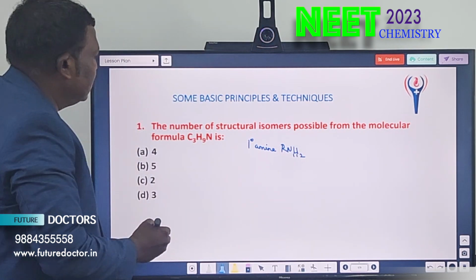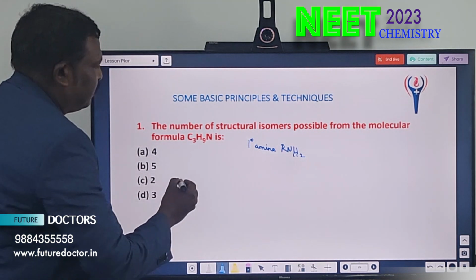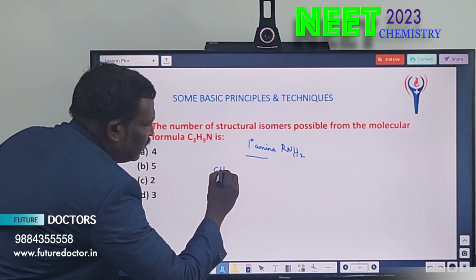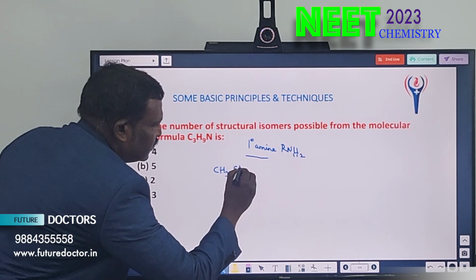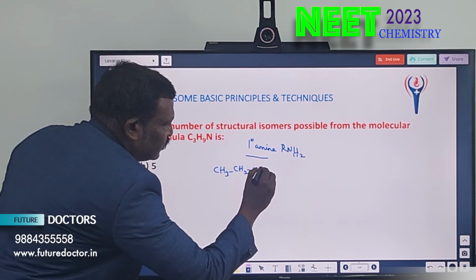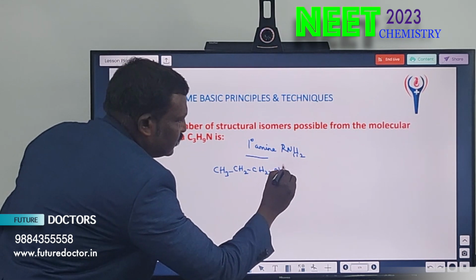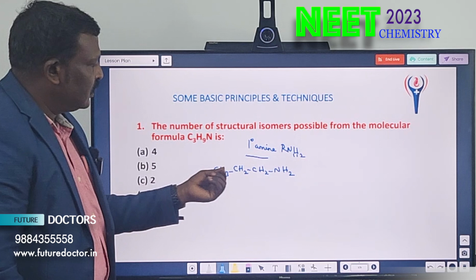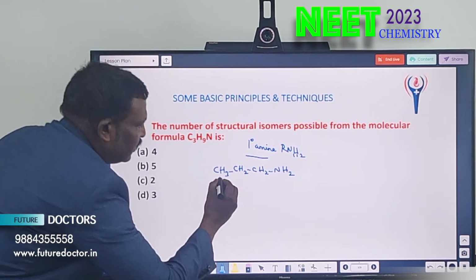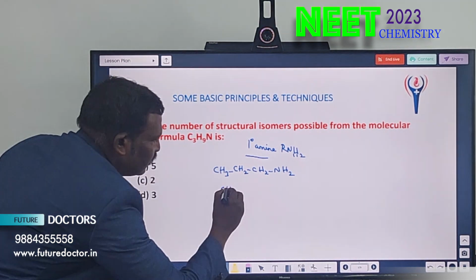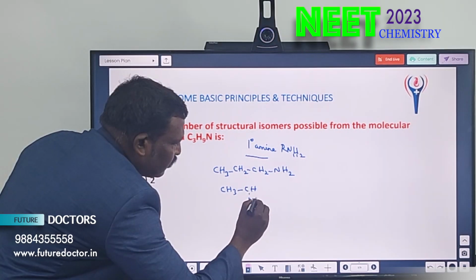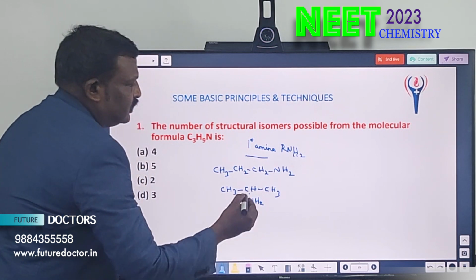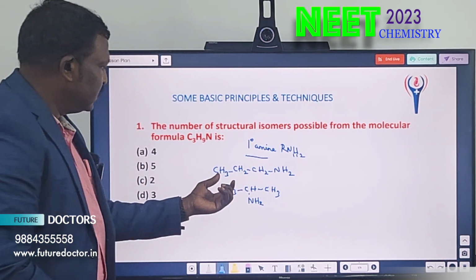This is the formula. So here, 3 carbons. What are the possibilities? We can write CH3, CH2, CH2, NH2. This is one possibility, 1-aminopropane. Then 2-aminopropane is also there, so CH3, CH, with CH3 on the other side. So these are the possibilities for primary amine.